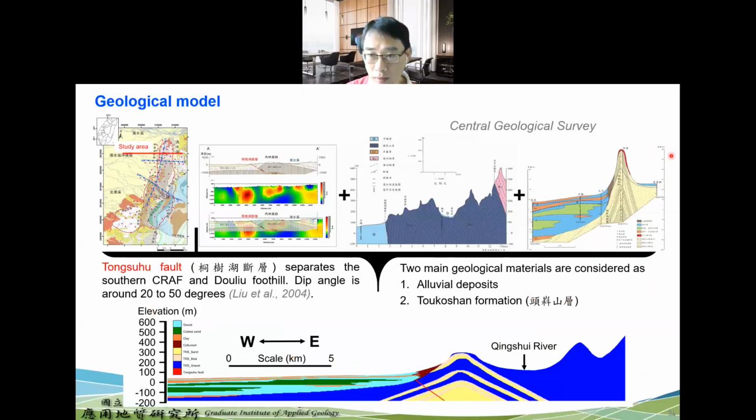As we mentioned, we cut from around this area. We're using the Dajianshan fault as the boundary on the right hand side. And we have a small river and Jinshui River, and this is Doliu Foothill. After that, we have the Dongshuhu fault here, and we have the alluvial fan area. We have different materials, or they become a layer system from gravel, coarse sand, and clay. And we have some Tokusan formation and Jinshui shale formations around to form this structure.